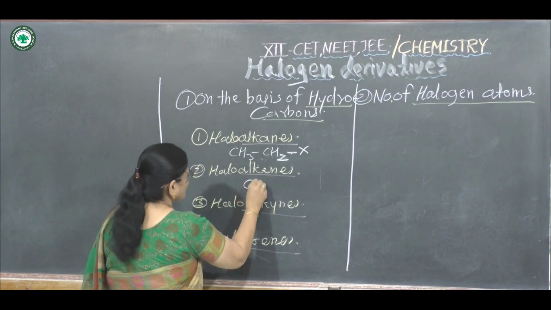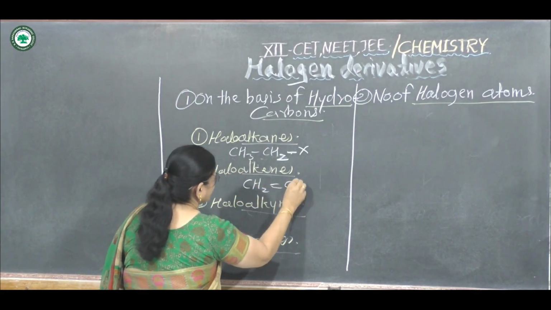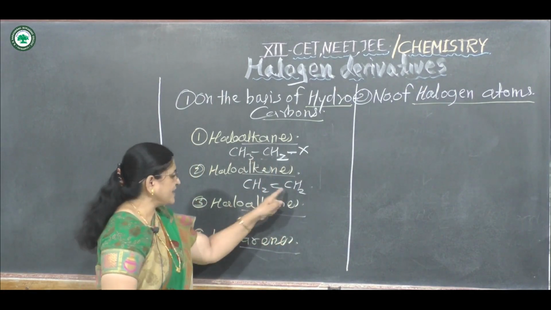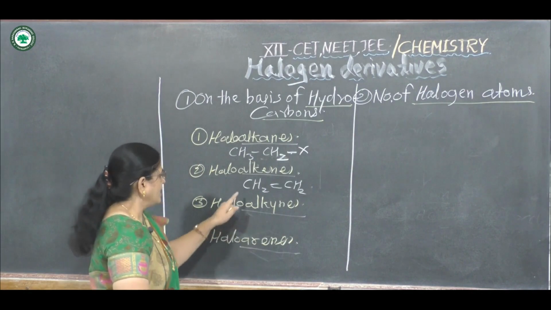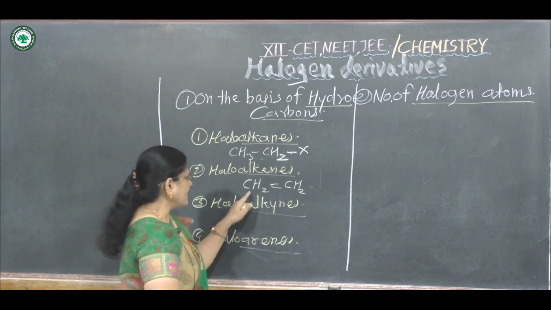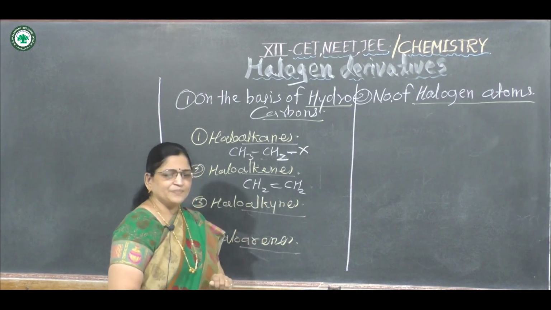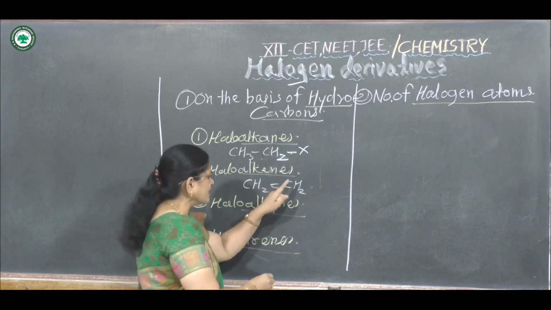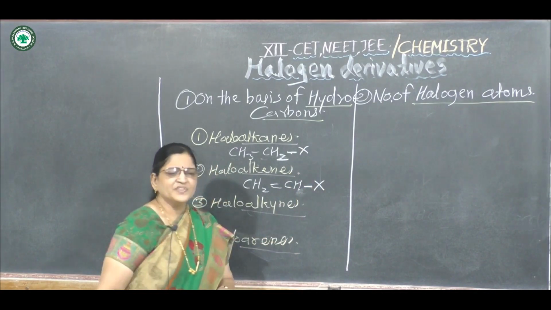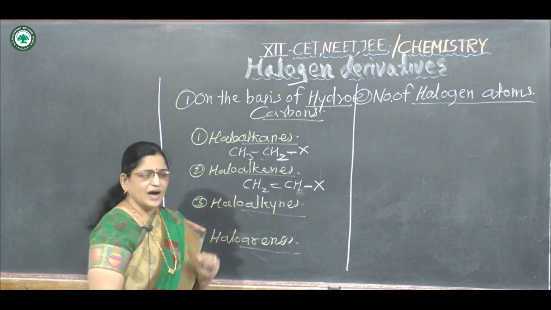Then the second one, haloalkenes. Haloalkenes means, suppose CH2=CH2. It is a derivative of alkene, that is, it has a carbon-carbon double bond. The name of this compound is ethene or ethylene. Again, if one of the hydrogen atoms of this alkene is replaced by a halogen atom, this is called haloalkenes.